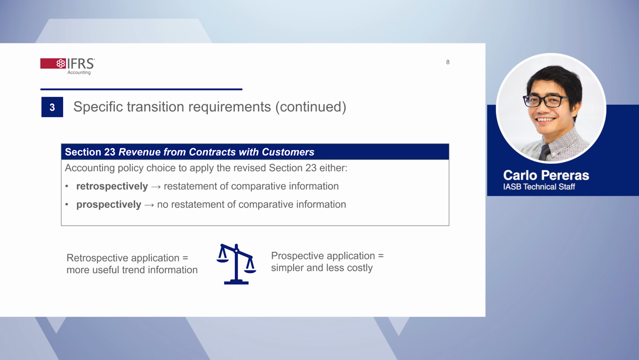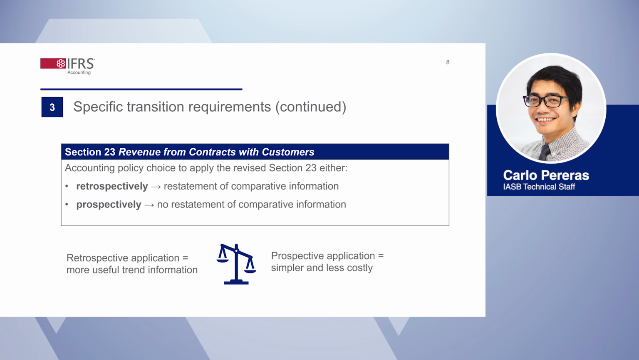SMEs have a choice of whether to apply the revised Section 23 either retrospectively, which requires the restatement of comparative information, or prospectively, which does not require the restatement of comparative information. It's important to note that this choice is an accounting policy choice for the SME. So an SME is not permitted to apply the revised Section 23 retrospectively to some contracts and prospectively to other contracts.